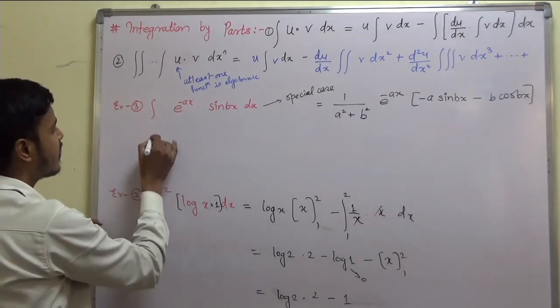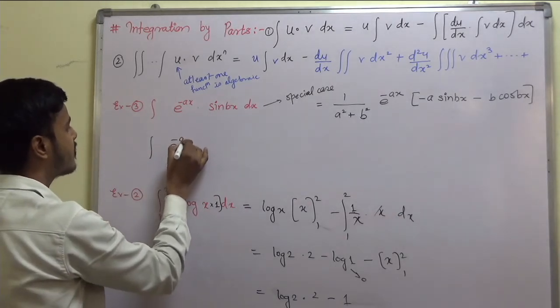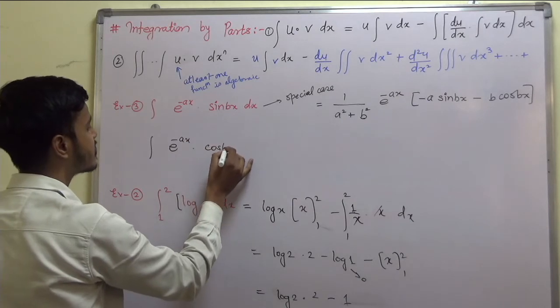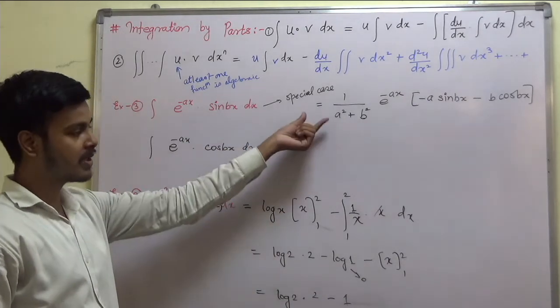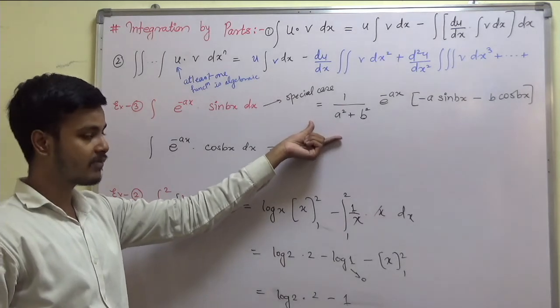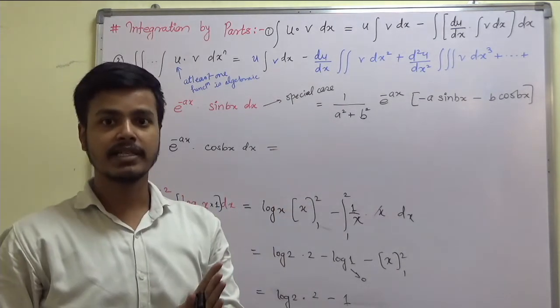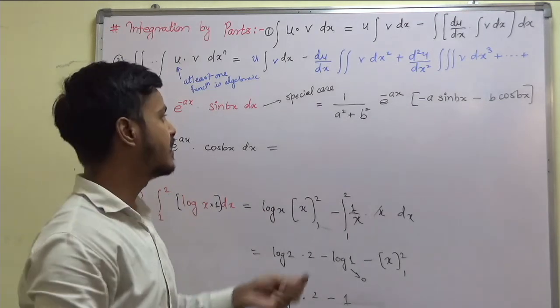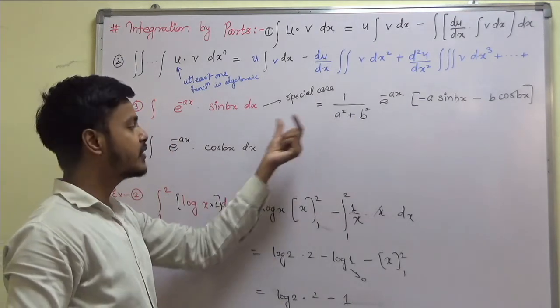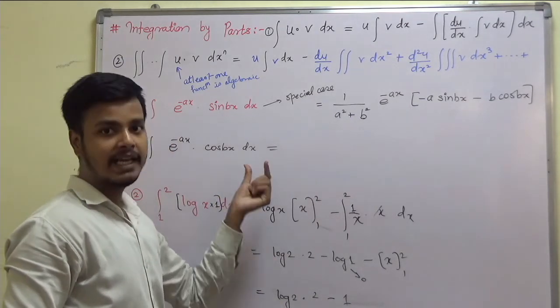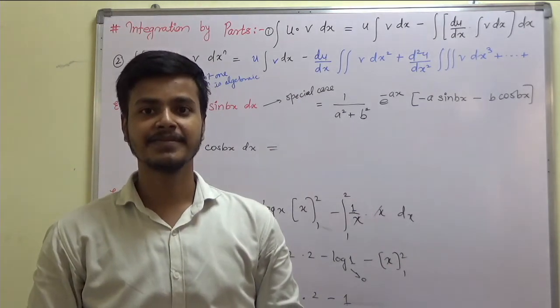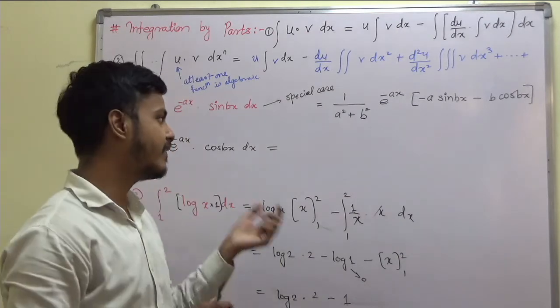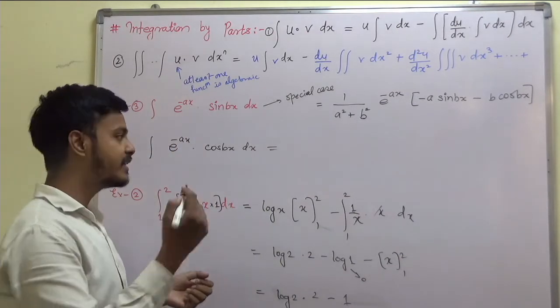Likewise, you can also have integration of e to the power minus ax into cos bx dx. So what is it? Can you apply the formula by just looking at this? So I want you to just pause the video for a few seconds. With the help of this formula, try to write down the formula for this and then resume the video. So I hope you might have written it correctly. So let us cross check.